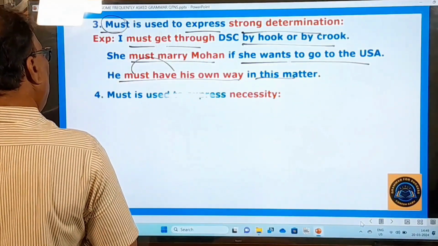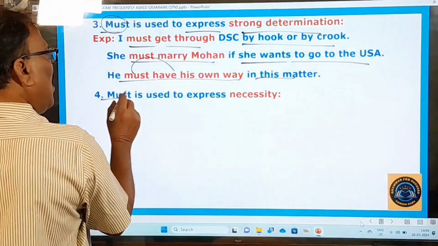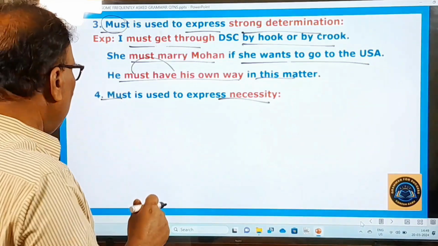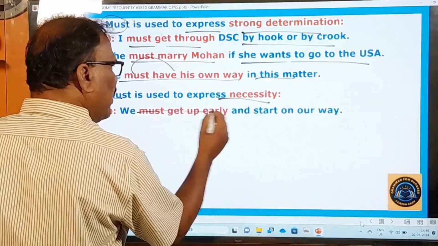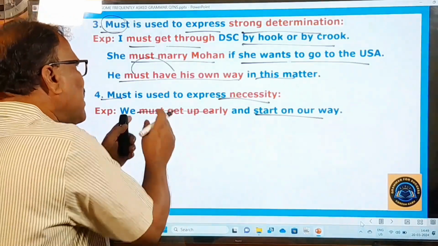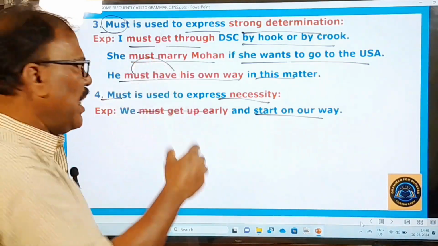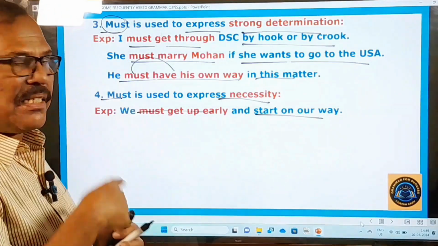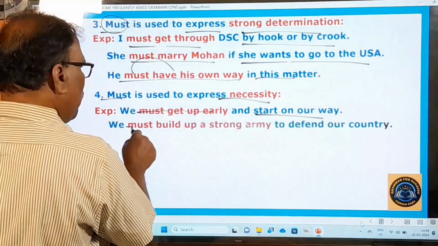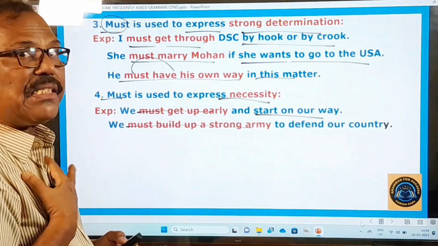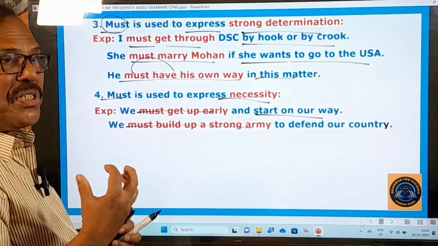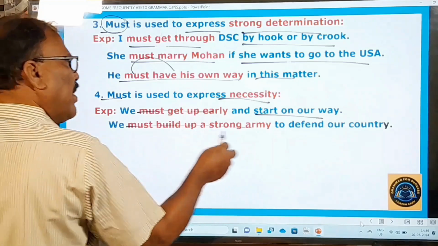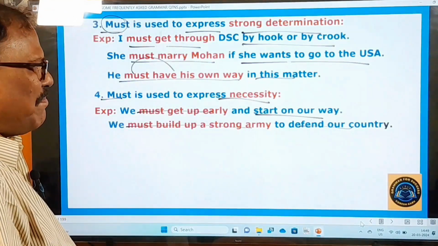And you go to the next use of this must. Fourth use, must is used to express necessity. It indicates a necessity also. What is that? We must get up early and start on our way. It's our necessity. Getting up early and starting on our way is our necessity. And here, we must build up a strong army. That is our necessity. Manchi balamaina sainyanni nirminchukovadam. That is our necessity. Why? To defend our country. That's a different matter.